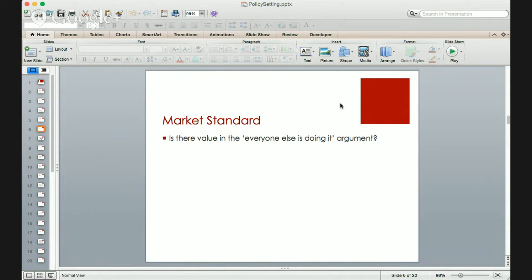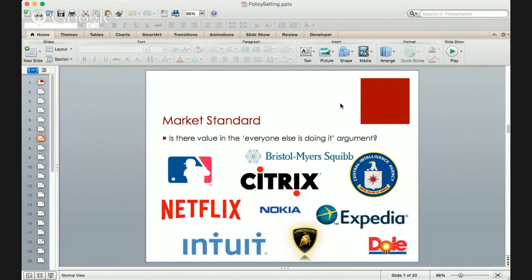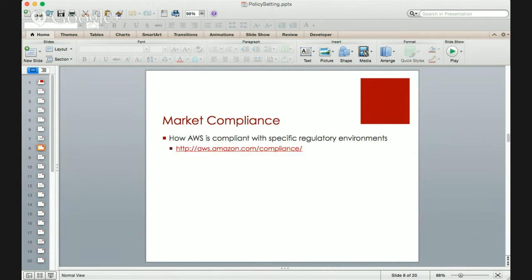So there's value. I guess I ask you this rhetorical question: is there value in everyone else doing it? This is an argument that if the regulatory environment is good for other people, then it's probably good for me as well. So does it matter for you that the CIA uses cloud computing, that Expedia uses cloud computing, that Citrix does, Nokia, Lamborghini, Intuit, Netflix, Major League Baseball, Bristol Myers Squibb? There may be value in just saying, listen, we're not the first group to overcome this hurdle and deal with the regulatory environment. There have been other people that have paved the path well ahead of us. So this isn't necessarily a new issue, right? That's the market standard. Everybody else is doing it, so maybe there's regulatory value in that as well.